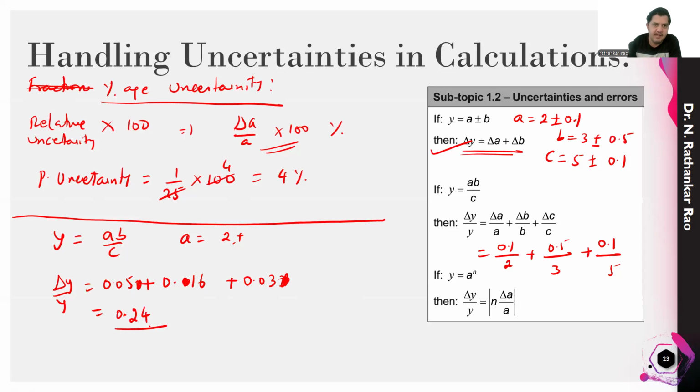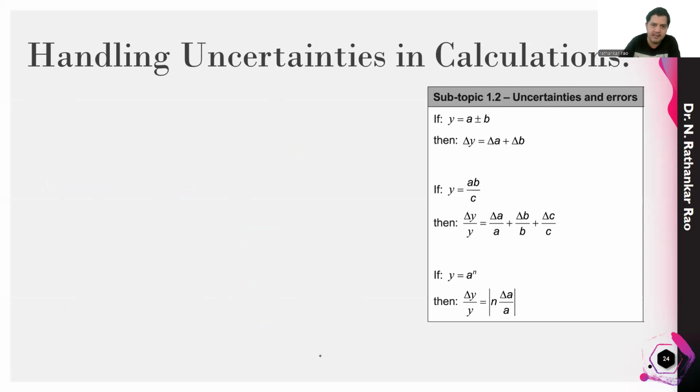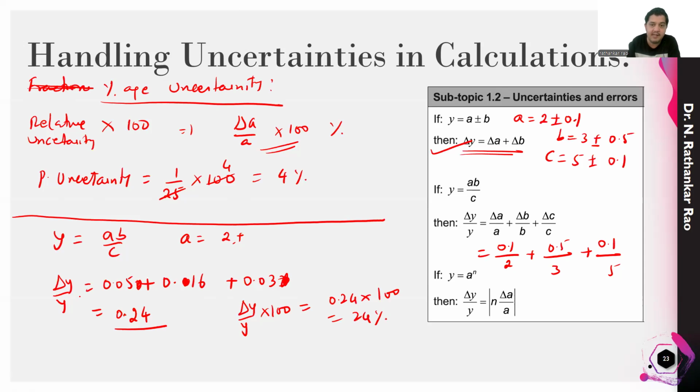What is this now? Delta y by y, the relative uncertainty. If I want the percentage uncertainty, what will I do? I'll write delta y by y multiplied by 100 will give me the percentage uncertainty, which is 0.24 multiplied by 100, which is equal to 24%. What we have got is only the percentage uncertainty. But I want the absolute uncertainty. How do I get absolute uncertainty?